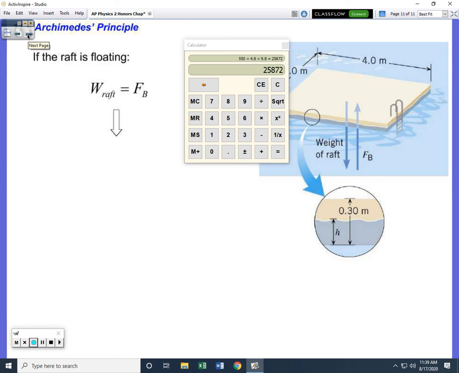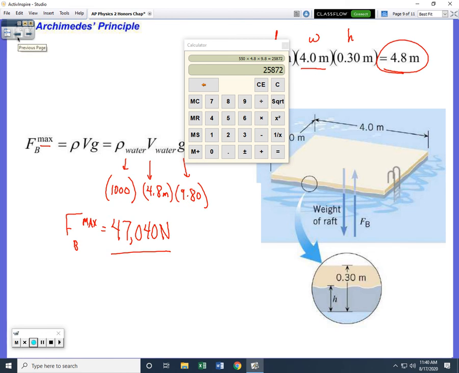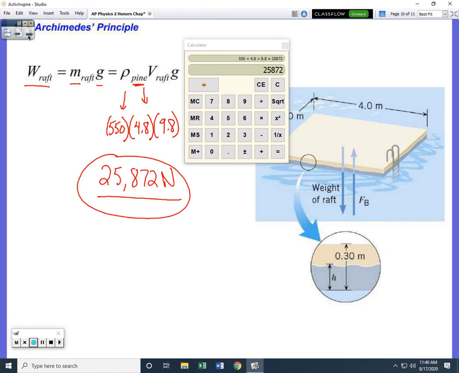So the question is, does this raft float? And if the raft is floating, then this has to be smaller than this. And sure enough it is, since this is actually smaller than the maximum buoyant force, this thing is going to float.